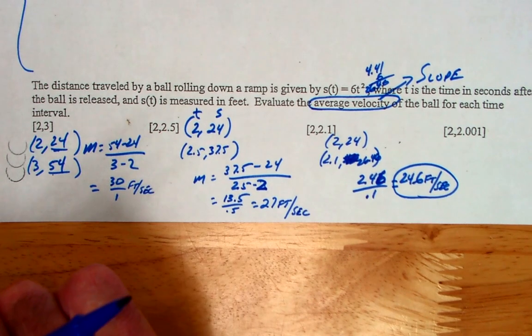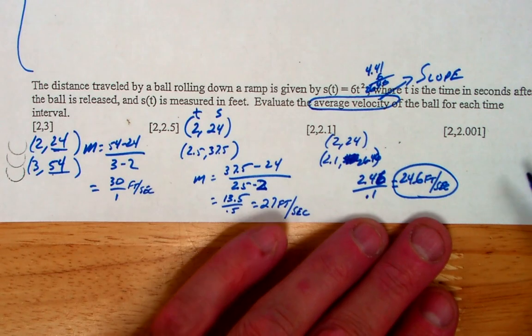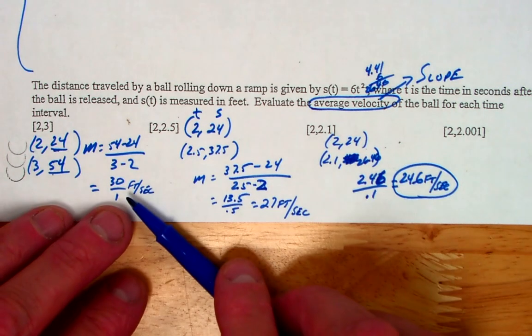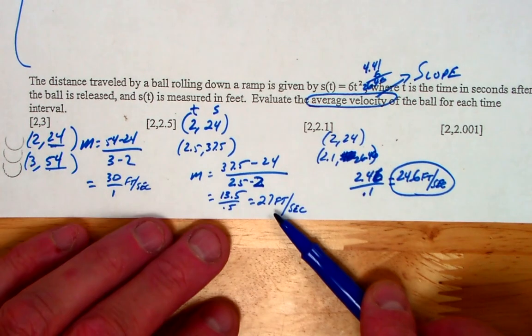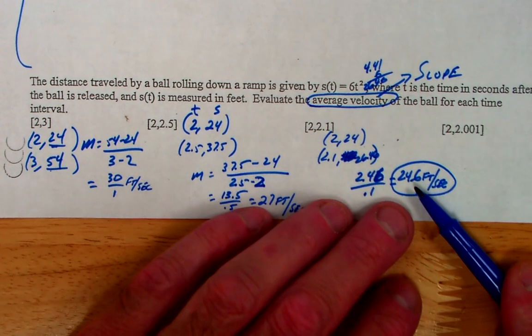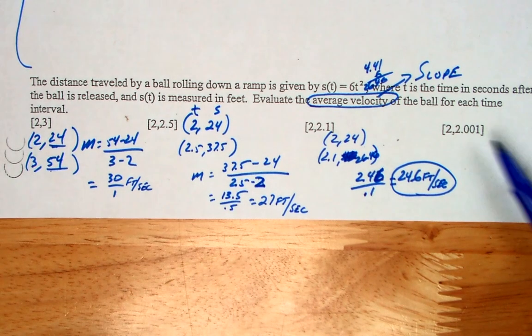Okay, let's make a prediction. Hold on, before you do this last one. I went from 30 feet per second over a 1 second interval. Now it's 27 feet per second. Now it's 24.6 feet per second. What do you think it might be over the shorter interval? 24? Let's try it. Go for it.